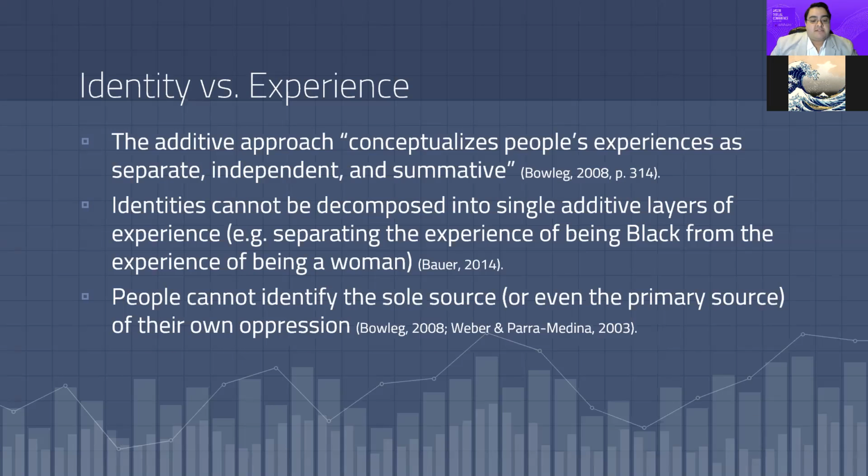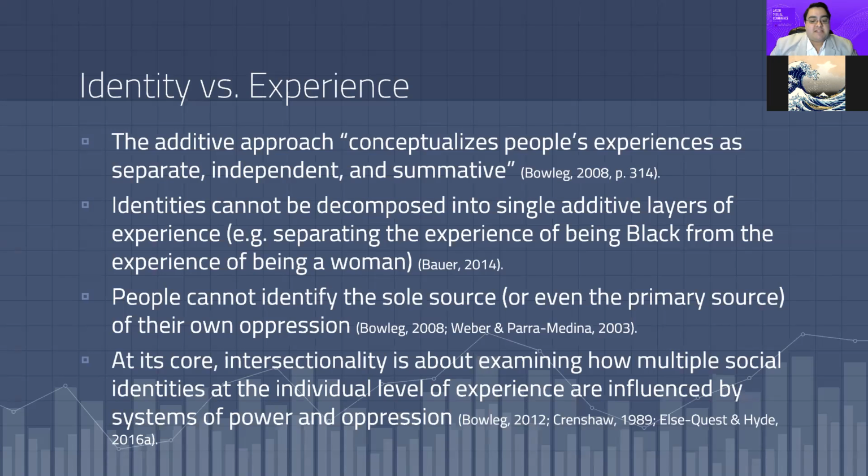And so really at its core, intersectionality is about examining how multiple social identities at the individual level of experience are influenced by systems of power and oppression. So really there are three themes to consider when we're talking about intersectionality. It's social identity, it's social position, and it's experience. And all of those are informed by power and oppression at multiple ecological levels.